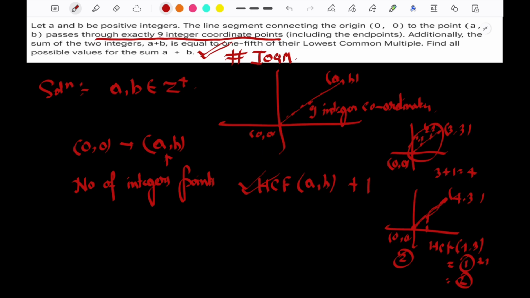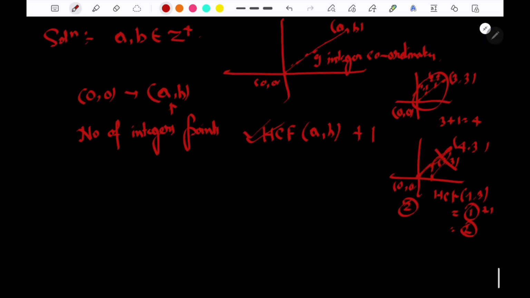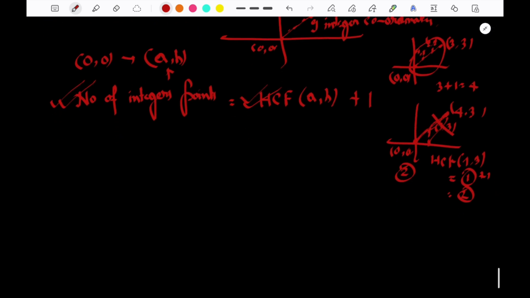But suppose I choose (3, 3), its slope will not be equal to 4 by 3. So that is the problem. So no such point exists. Therefore we can say the number of integer points is equal to HCF of a comma b plus 1, and our answer is done.